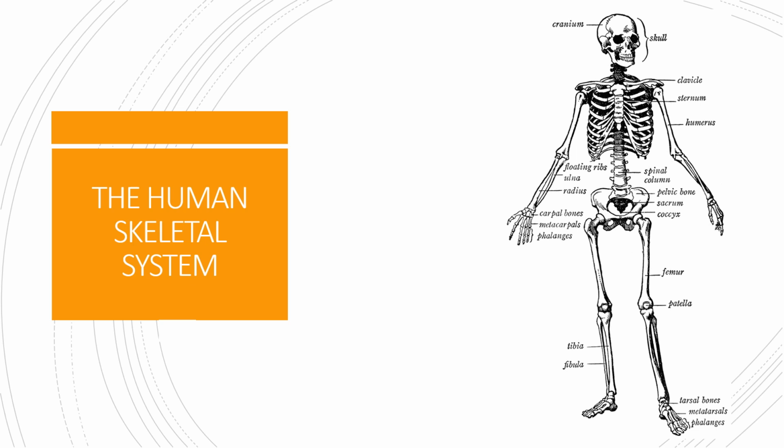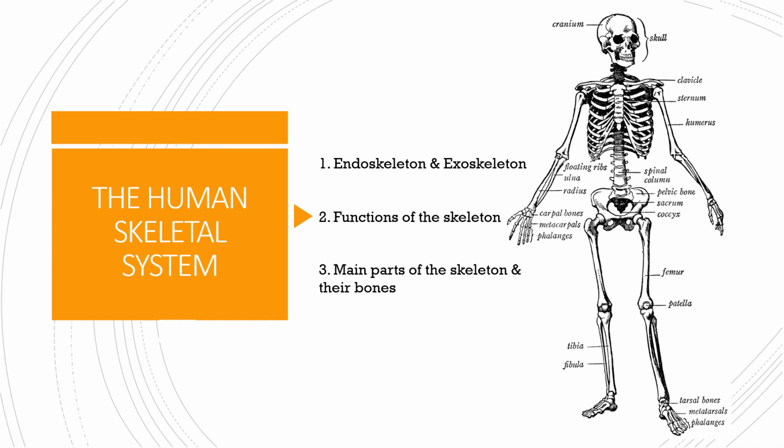Today we are taking up the topic of the human skeletal system, which is covered mainly in the 11th standard syllabus of both CBSE and ICSE. In today's video, we are going to understand what the skeletal system is, what the endo and the exoskeletal systems in the human body are, what the functions of the skeletal system are, and the main parts of the skeleton and the bones involved in it. So let's begin.